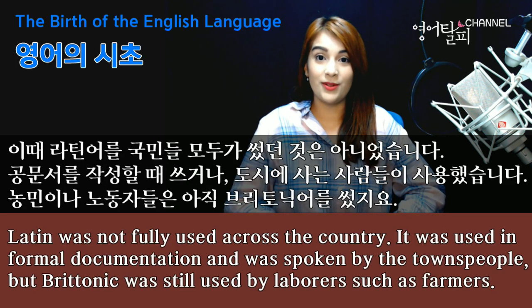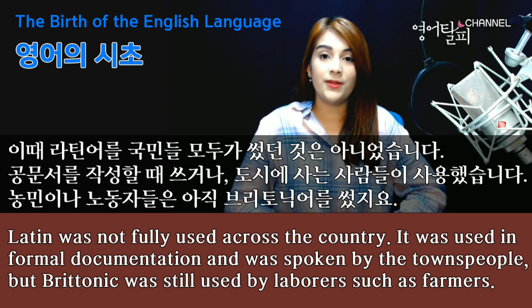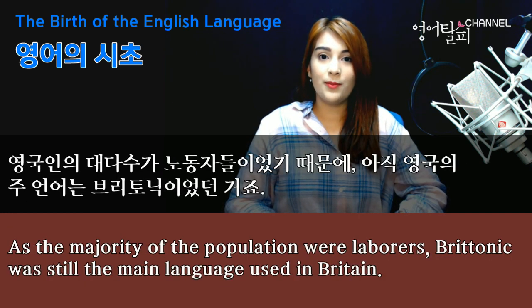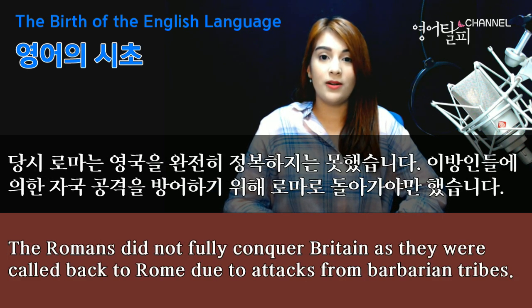Latin was not fully used across the country. It was used in formal documentation and was spoken by the townspeople, but Brittonic was still used by labourers such as farmers. As the majority of the population were labourers, Brittonic was still the main language used in Britain. The Romans did not fully conquer Britain as they were called back to Rome due to attacks from barbarian tribes.